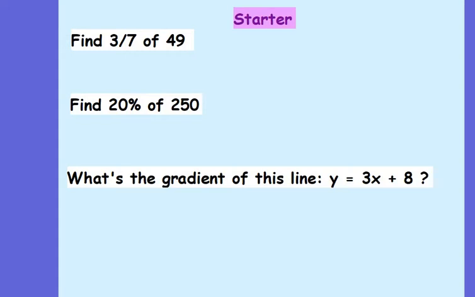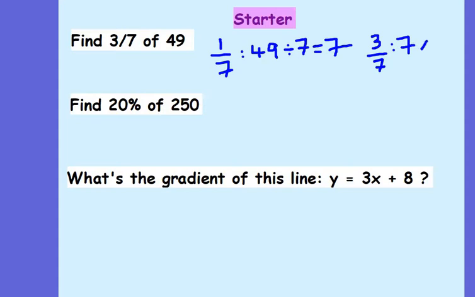Okay, let's go through the answers. I want to find 3/7 of 49, so the first thing I'm going to do is find what 1/7 of 49 is. To find 1/7, I need to do 49 divided by 7, which gives me what, Jonas? 7, lovely. But I want 3/7, so I need to multiply my 1/7 by 3, which is 7 times 3, which will give me 21.